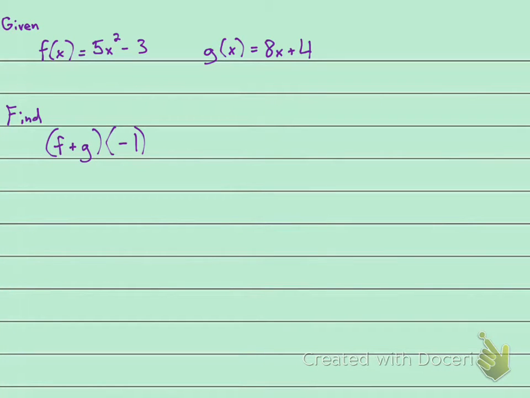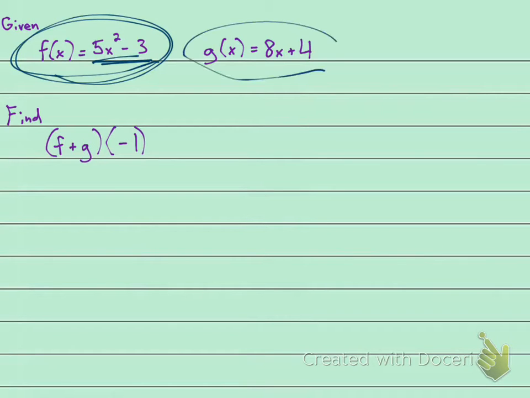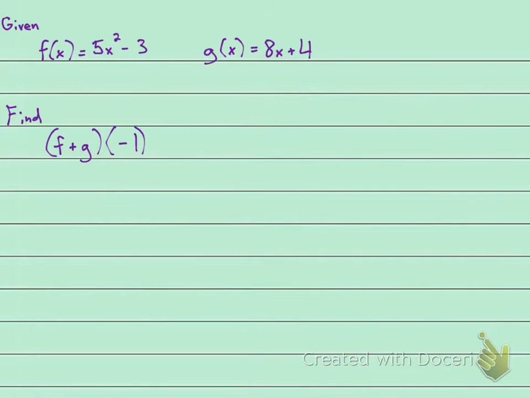All right, given these two functions, the f of x and the g of x, they want us to find the f plus g of -1. So this is just operations with functions. And another way to rewrite this would be the f of -1 plus the g of -1.